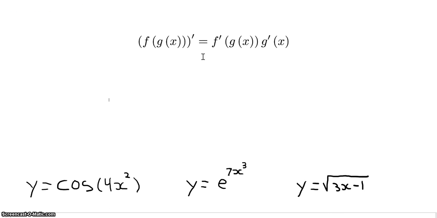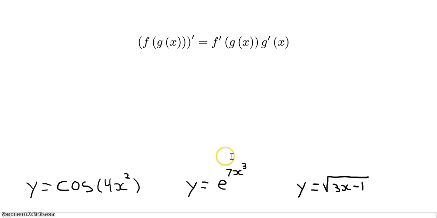Examples of this would be y equals cos of 4x squared, where cos x is the overarching function, and then 4x squared is the smaller function, so g of x, and cos x is f of x. Another would be y equals e to the 7x cubed, where e to the x is just f of x, and then 7x cubed is g of x. And one more would be the square root of 3x minus 1, where the square root of x would be f of x, that's the overarching function, and 3x minus 1 would be g of x.